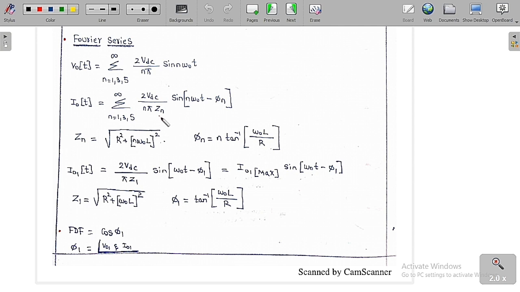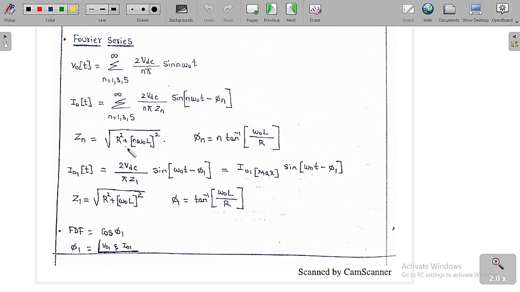If you want to find the fundamental component of the output current, substitute n is equal to 1 and you are going to get 2 VDC by pi Z1 sine of omega naught t minus phi 1. If you substitute n is equal to 1 in this expression, you get the fundamental component of the output current. So this is the maximum value of the fundamental component of the output current into sine of omega naught t minus phi 1.